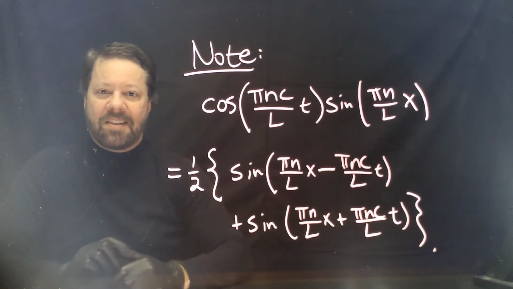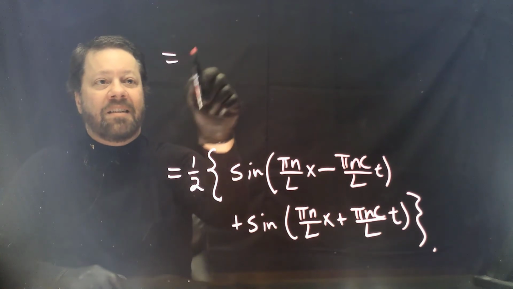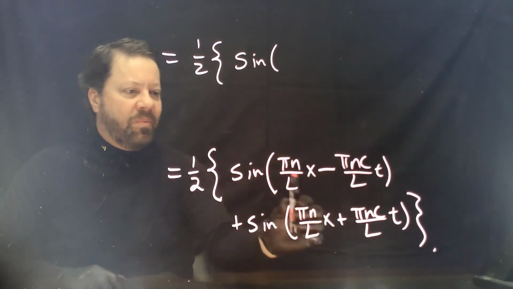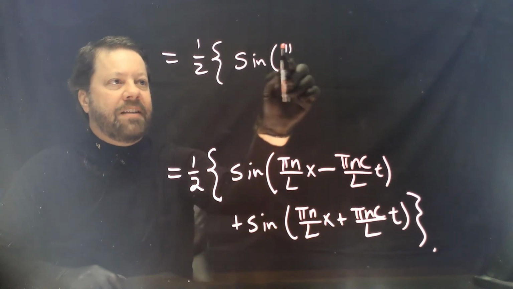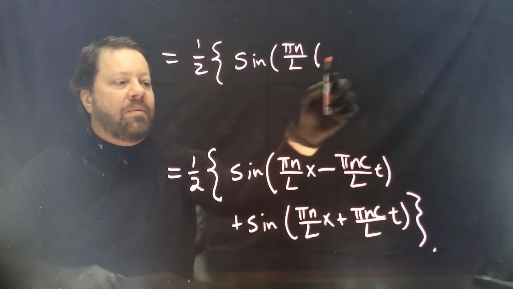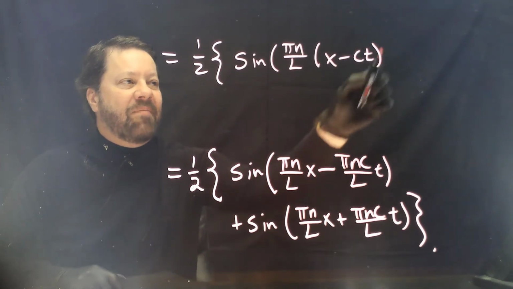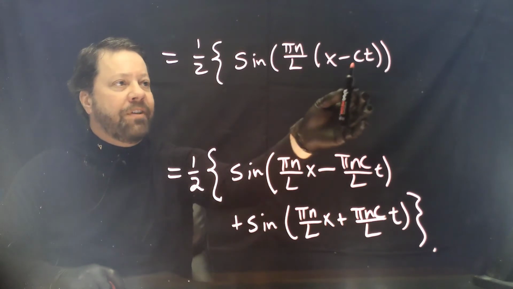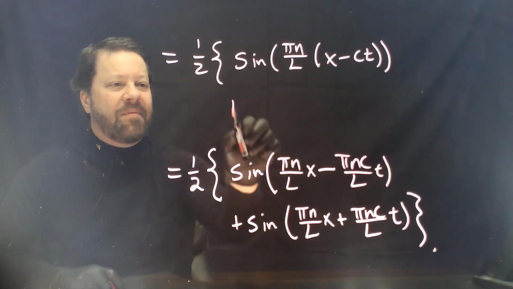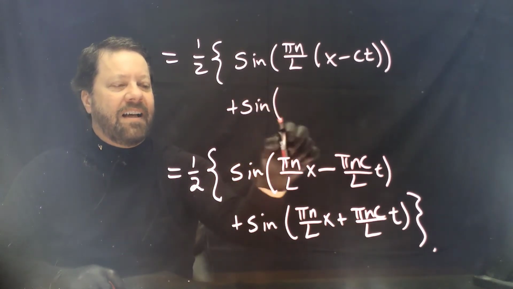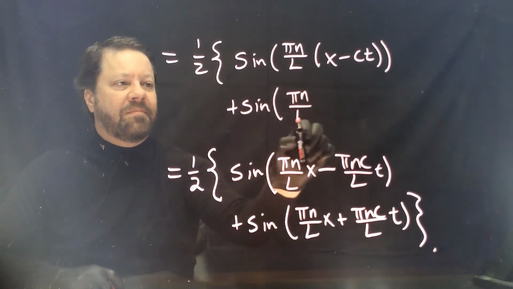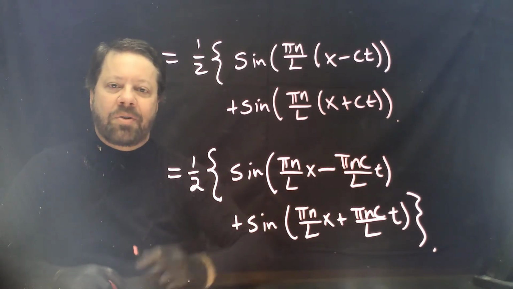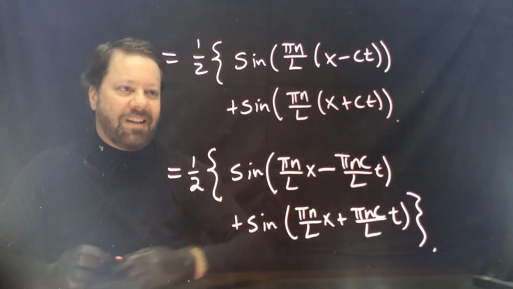We can simplify this a little bit. In particular, we'll have 1/2. We have a pi n over L on both of these. We'll have x minus ct. So this first term represents a sinusoidal wave moving to the right at a velocity of c. And the second term is simply a sinusoidal wave moving to the left at a velocity of c.